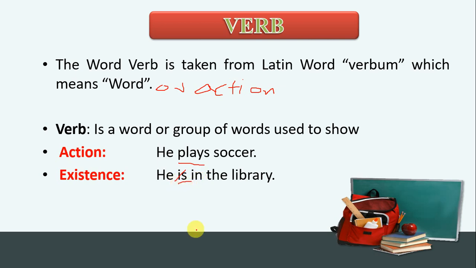So is is a verb. Now, state of being: he is a doctor, right? If I say he a doctor, it does not make any sense. But if I say he is a doctor, it gives complete meaning, and it shows the state of being. The word is shows the state of being. Okay, dear students, the word verb is taken from the Latin word verbium, which means word.